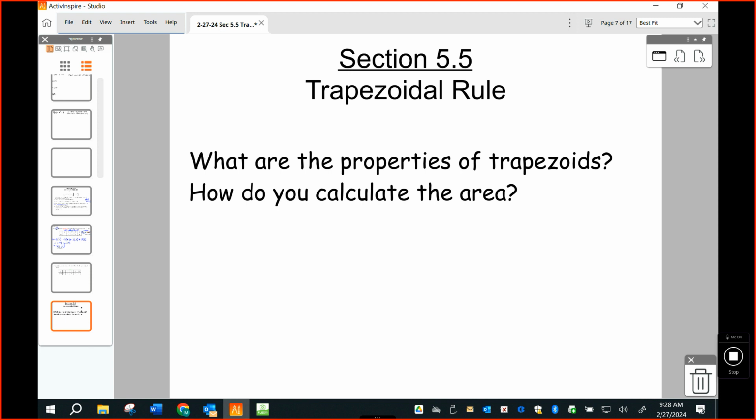Okay. All right. Let's start with the first question. What is a trapezoid? Please be very specific. We are literally doing this in geometry right now.